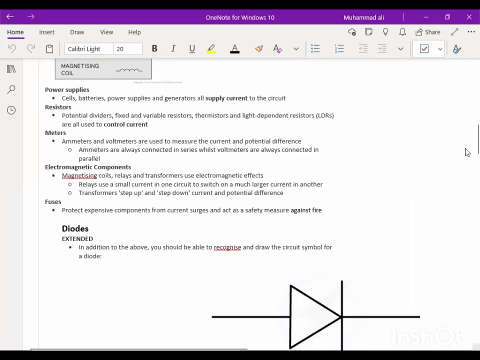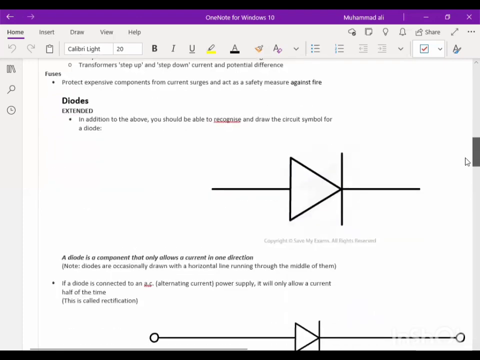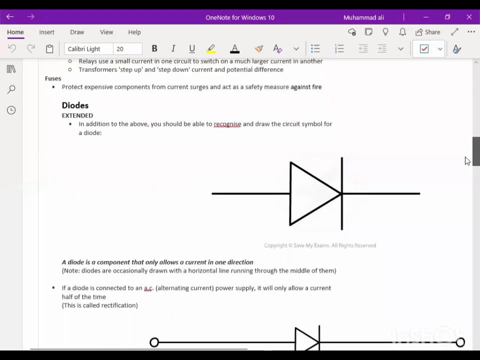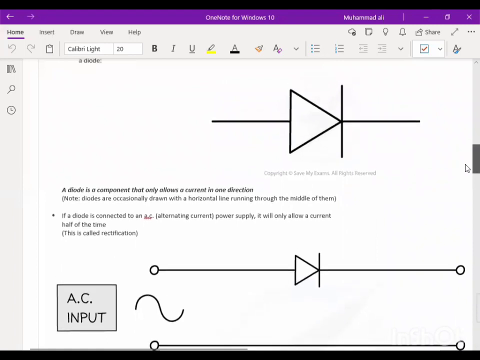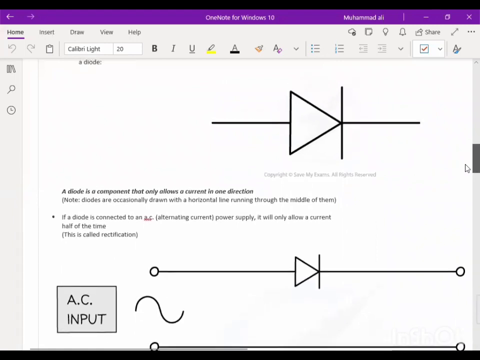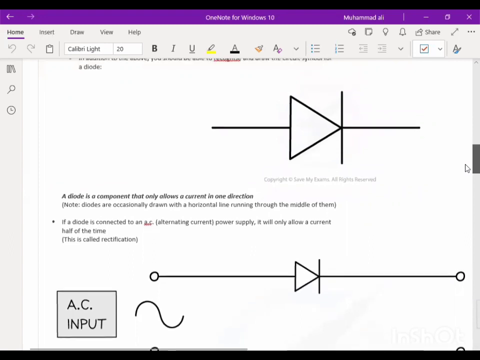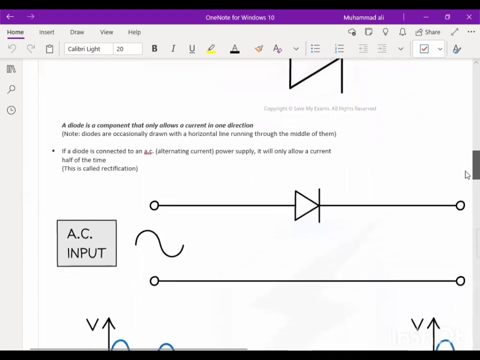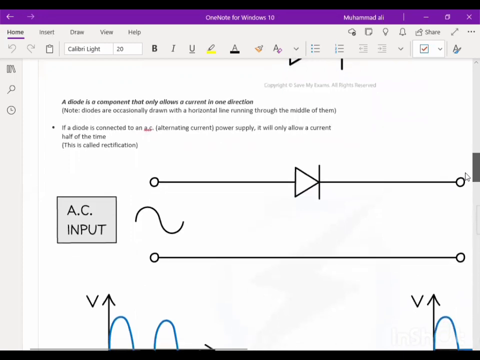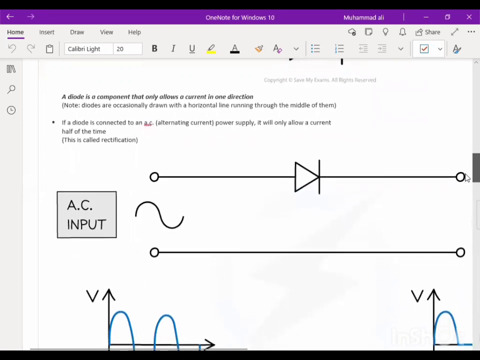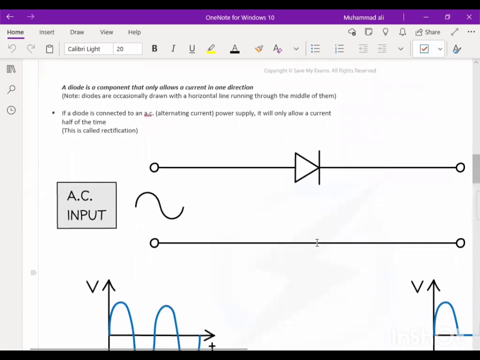Then we have diodes. Diodes is limited to this chapter only, so we're going to do it in a little bit detail. So this is the symbol of a diode, and a diode is basically going to allow current to flow in only one direction, right? So if the diode is connected to an AC power supply, it will only allow current half of the time, because we know that your AC is constantly changing direction, right? So what will happen is that it will only allow current half of the time, right?